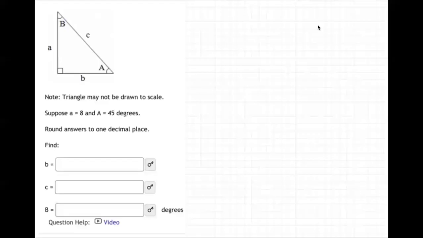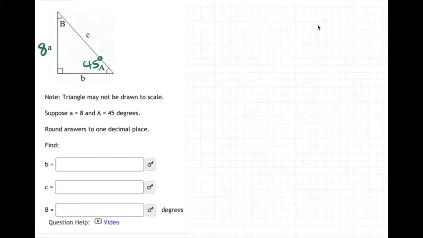Okay, on this question, they're giving me a triangle. Then they tell me little a is 8 and capital A is 45. Let's fill that in. Little a is 8. Capital A is 45 degrees. And they want me to then find little b, little c, big B, basically everything else. So how are we going to do that?